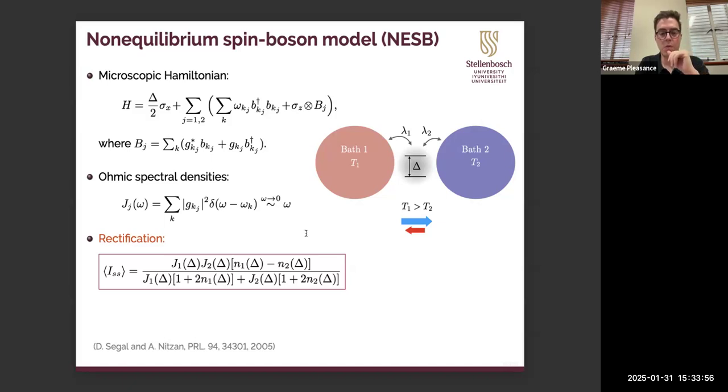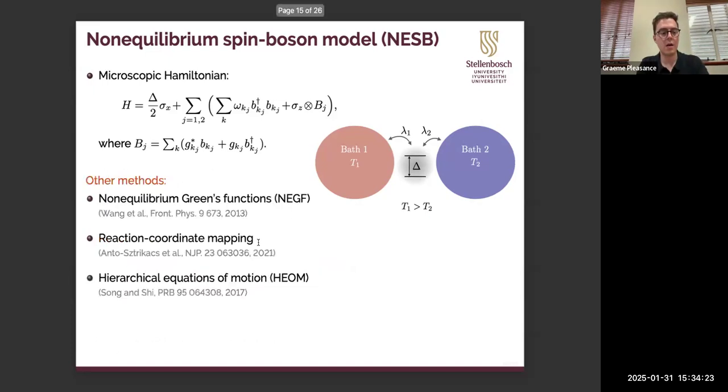What's notable about this expression is that it's asymmetric in the labels I and J. If we assume that our system has a different interaction with each of these reservoirs, then if we invert these population distributions, so that N1 goes to N2 and vice versa, the heat current changes. This is essentially the rectification effect that I mentioned slightly earlier.